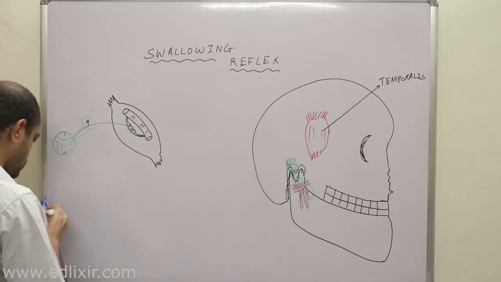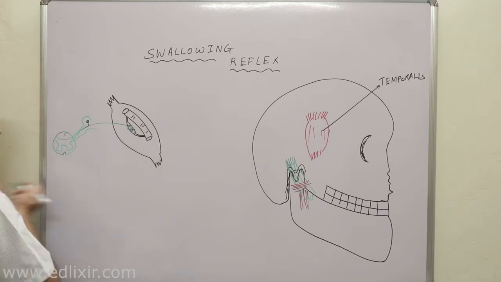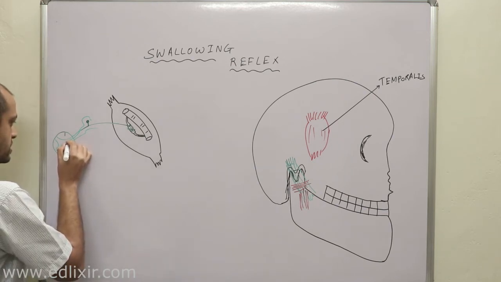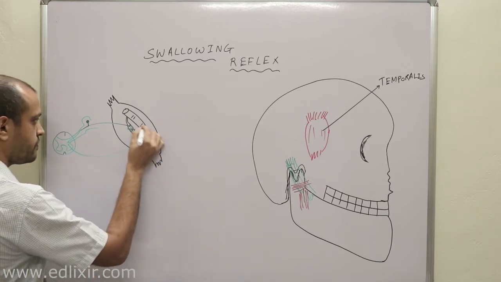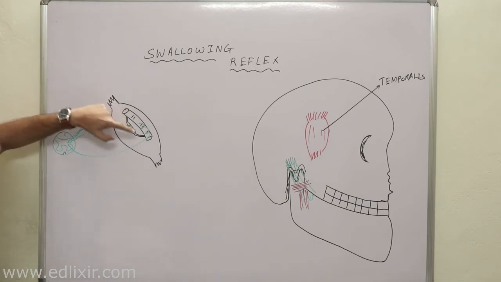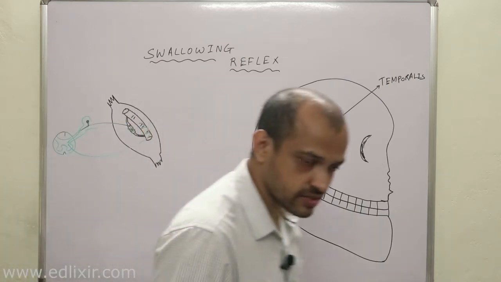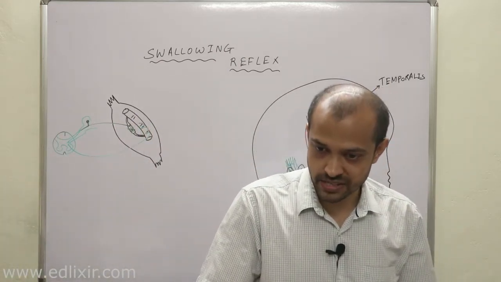When this is stretched, what happens is this. It excites alpha motor neuron, and alpha motor neuron excites this. Now listen with all your attention. What is this? Extrafusal fiber. This is intrafusal fiber, right? Now intrafusal fibers are what? Muscle fibers, but they act like stretch receptors, right?